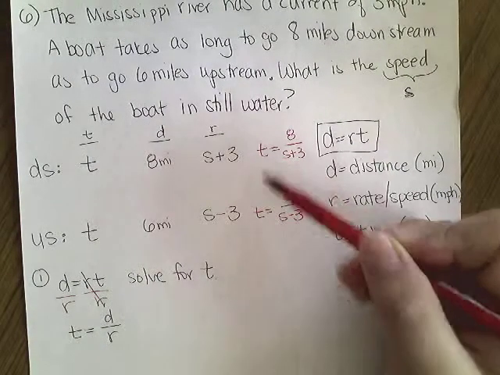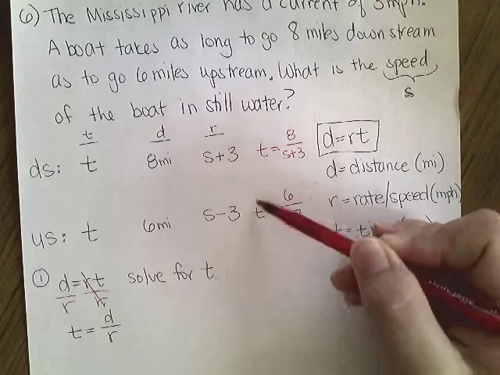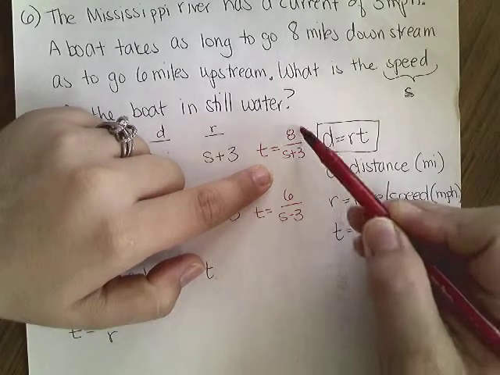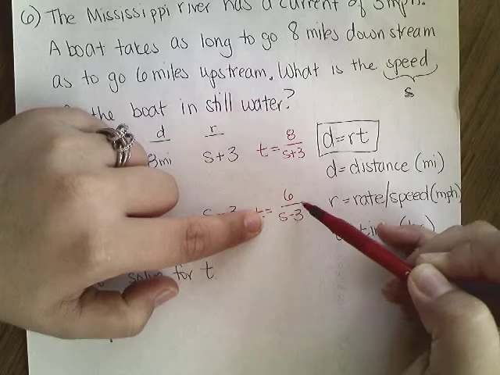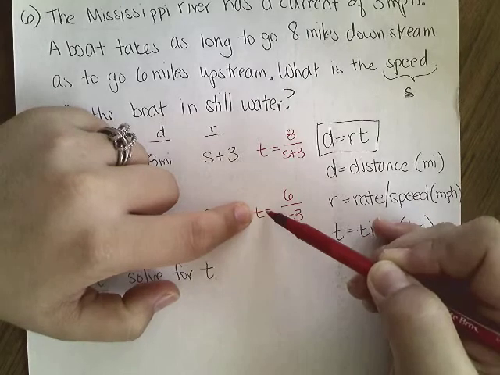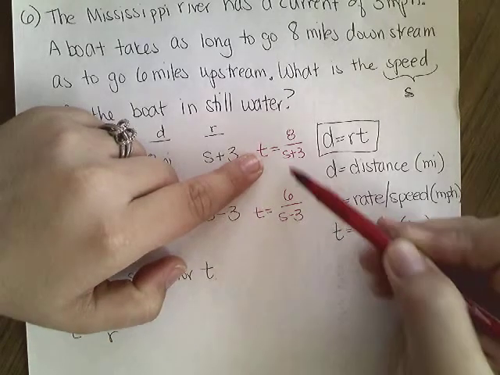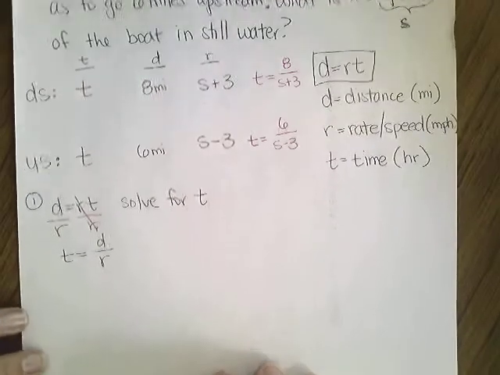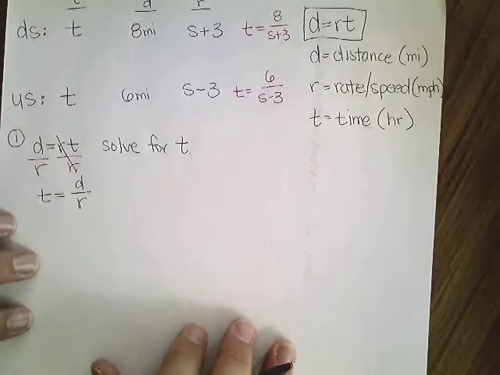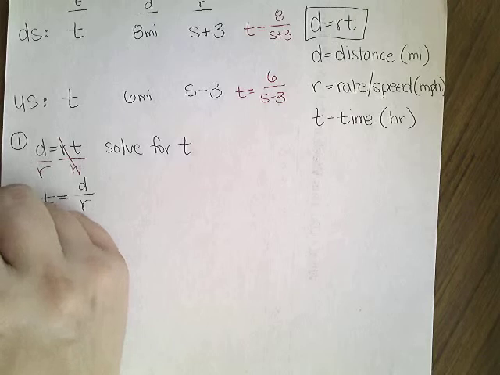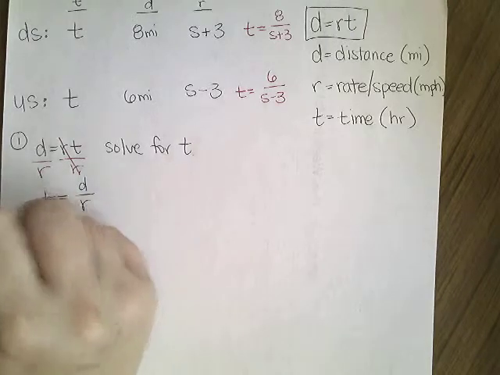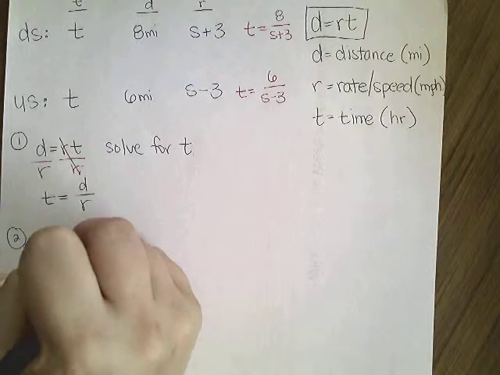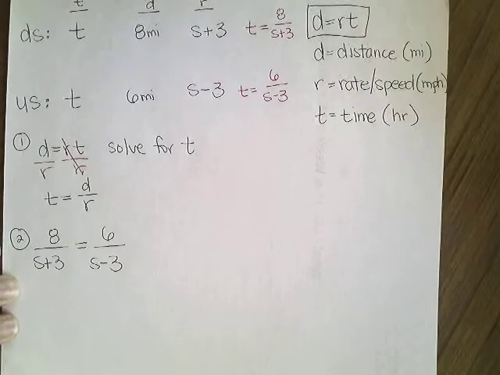And since they have the same variable, that means that 8 over S plus 3 and 6 over S minus 3 equal the same thing. In other words, they can equal each other, and that's how we're going to do this problem. We're going to take that information and set them equal to each other: 8 over S plus 3 equals 6 over S minus 3.